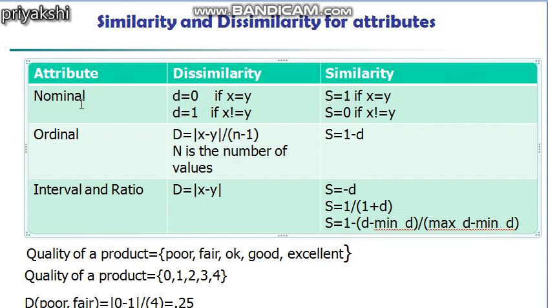Fine. Since we know that nominal attributes only convey information about the distinctness of objects, all we can say is that the two objects either have the same value or they do not. Similarity is traditionally defined as 1 if the attribute values match, and 0 if the attribute values do not match. A dissimilarity would be defined in the opposite way: 0 if the two attribute values match and 1 if they do not match. Okay, so let's take an example.